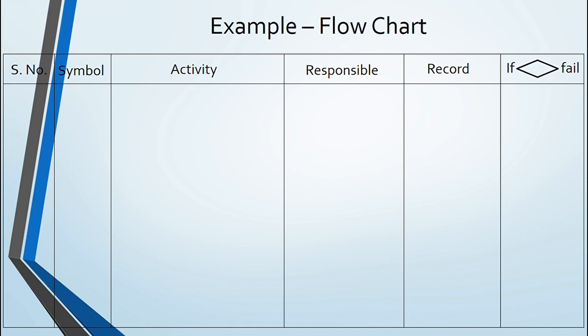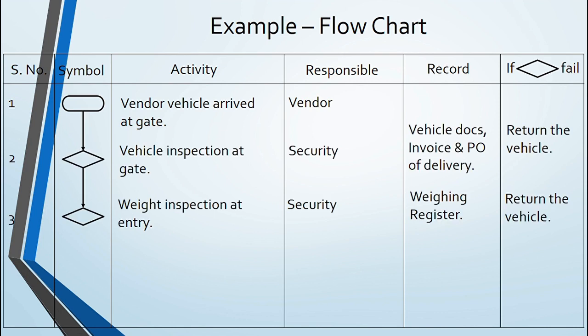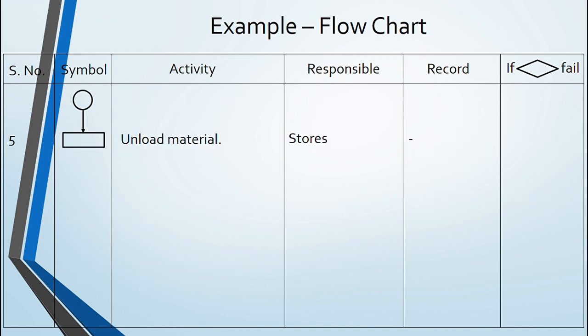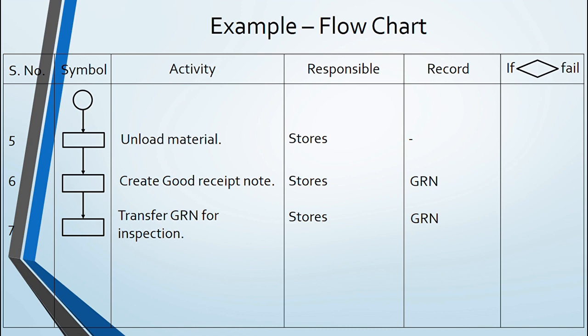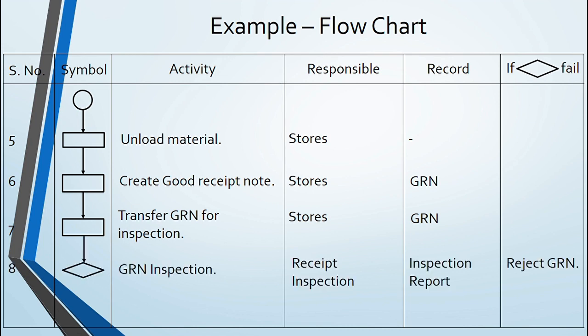We start the receipt material approval process with the vehicle arriving at the gate, and move ahead with inspection of the vehicle and its movement to stores. Security leads this role, and we have also covered what to do when inspection fails. Further, at stores, material gets unloaded and a goods receipt note is created, which then moves for inspection. Stores and receipt inspection lead this activity, and associated documents and the response to failure are mentioned.